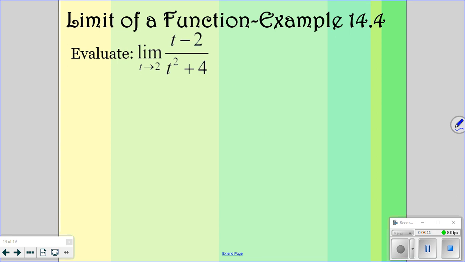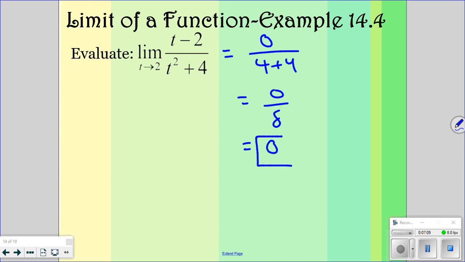Okay, so let's look at this next one. We want to try and plug in. Can we plug 2 in here? Well, if we plug in 2, we get 2 minus 2 is 0. 2 squared is 4 plus 4, so that's 0 over 8, which is just 0. So that's your answer there. That's all you have to do on that one. Just plug it in.